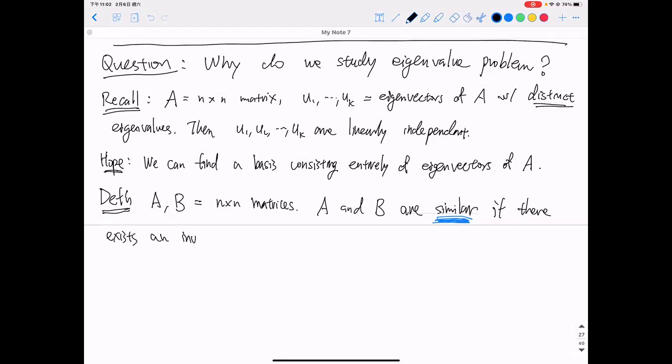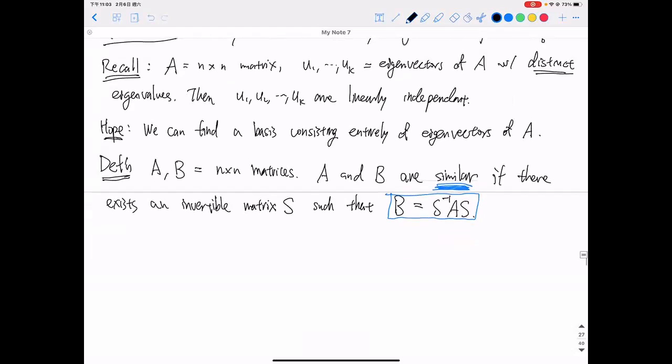if there exists an invertible matrix S such that B is S inverse A S. So we have two n by n matrices A and B. We say that they are similar to each other if you can write one of them in terms of the other in the following form: B is equal to S inverse A S. Okay, so this is the definition.